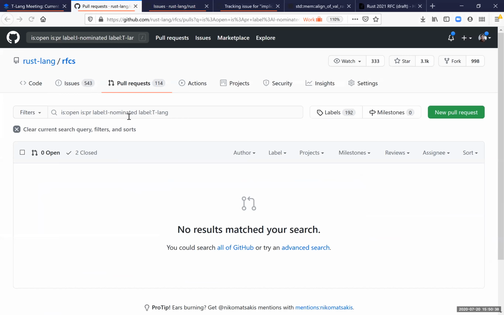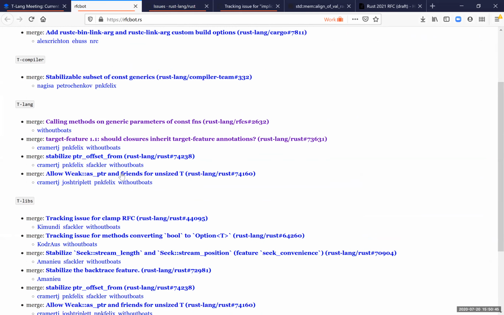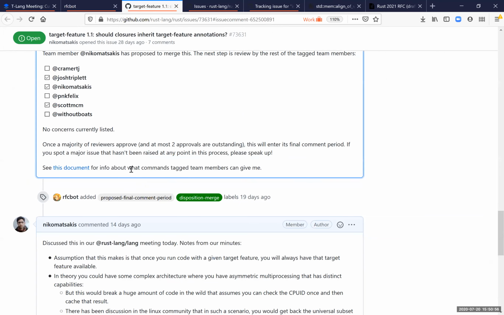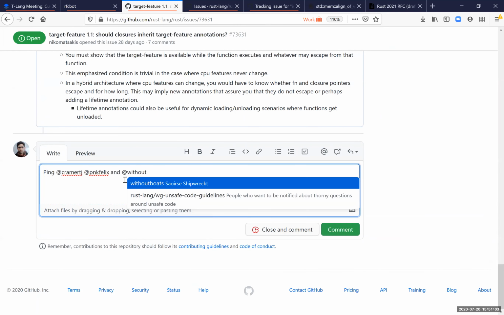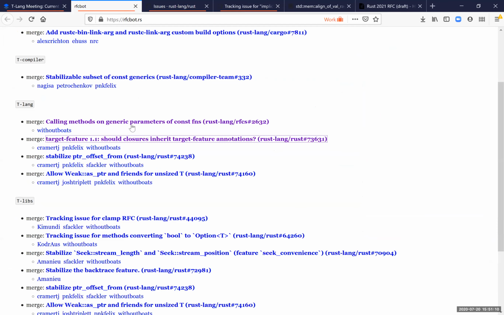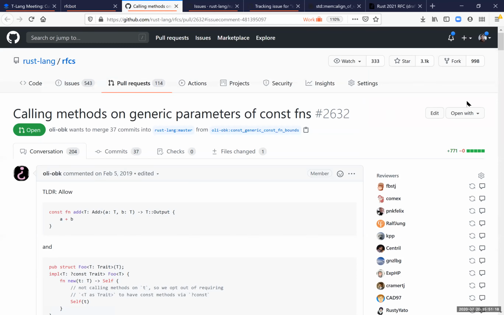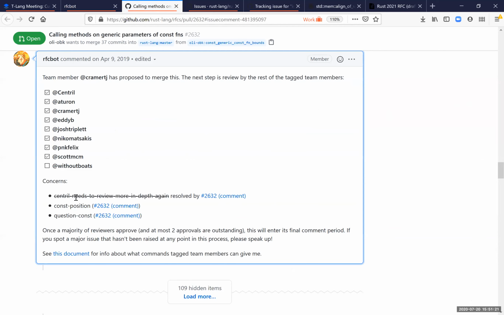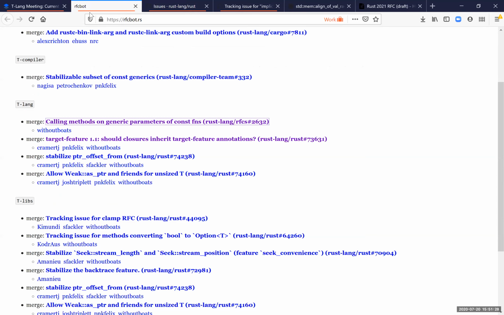Nominated RFCs? None. RFC bot pending list. I think we already covered these two issues. Target feature 1.1. Oh, yeah. This we're just waiting on. I'm gonna ping these folks. And for calling methods, I don't remember what was going on with this. Anyone haven't been there for a long time? I think this is the thing where it's basically a project group style. Like we need some experimentation, and that's already happening anyway. That sound right?